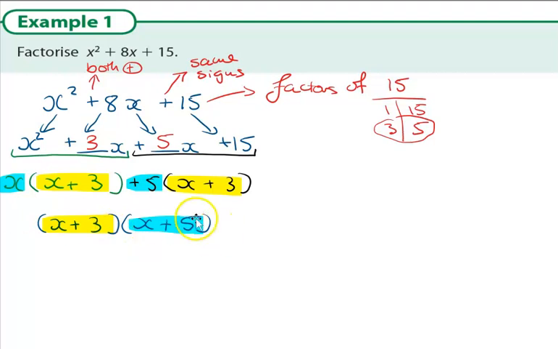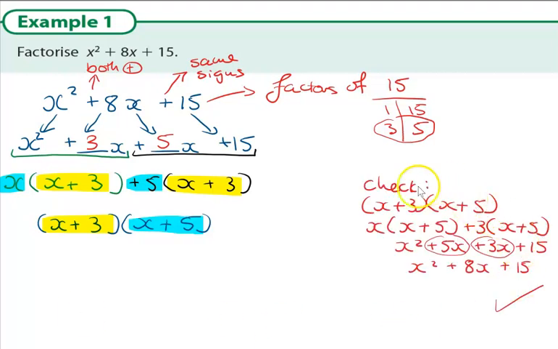So here's my answer. I was asked to factorize, so I have to have brackets in my answer. So x plus 3 times x plus 5 is my answer. Now I'm going to check my answer by multiplying out the brackets. And when I multiply out the brackets, I get x squared plus 8x plus 15, which is what I started with. So I know I'm right.